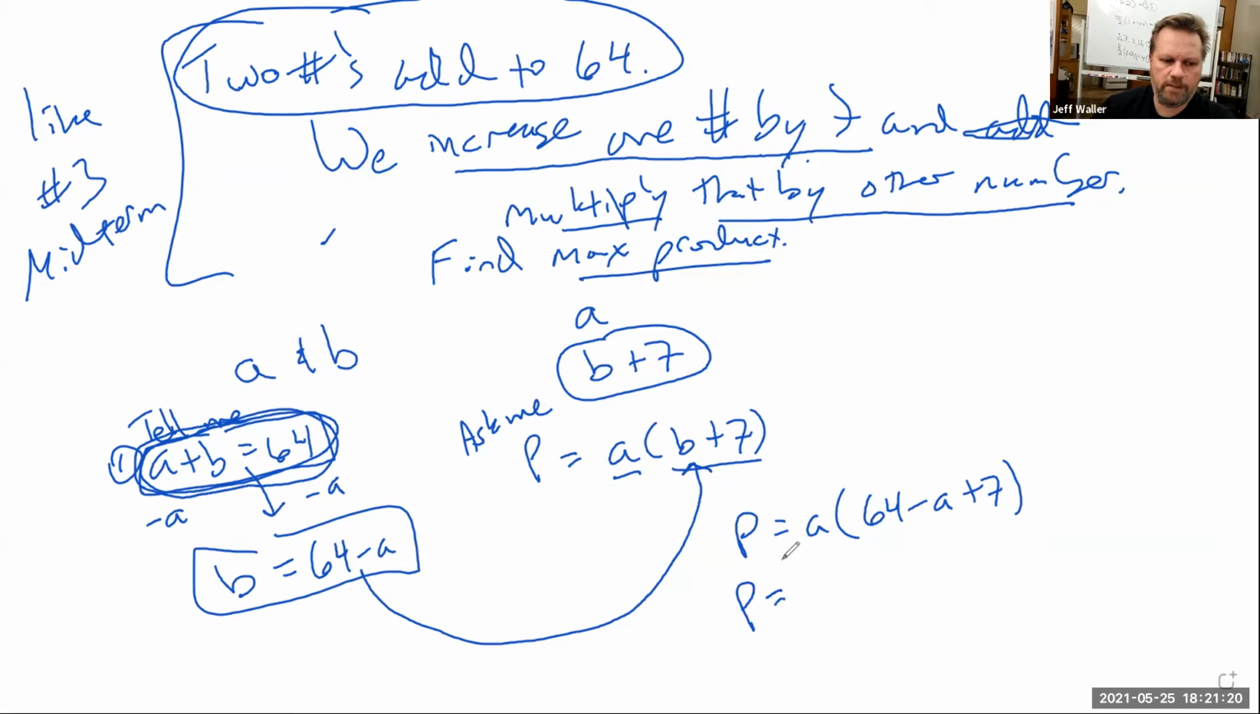So then what do I get? Why is this a better equation now? 64A minus A squared plus 7A. Why didn't I just add those? I don't know. We can do it right now. There you go, Jeff.